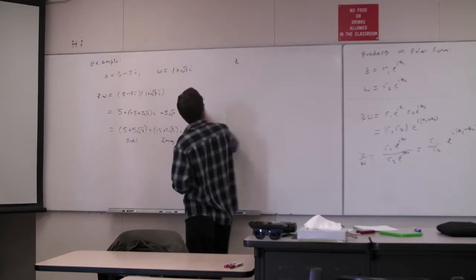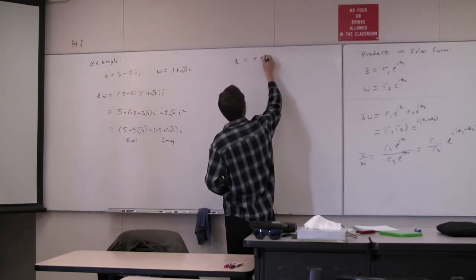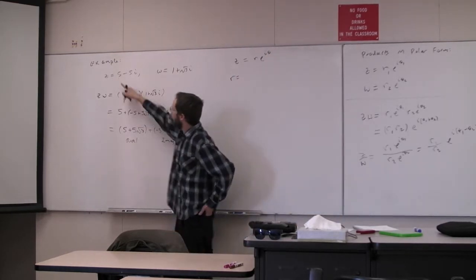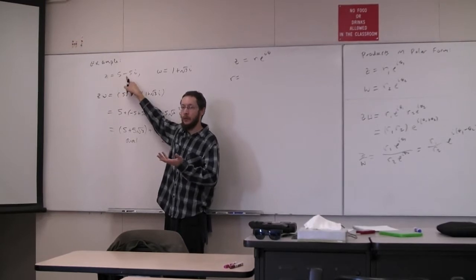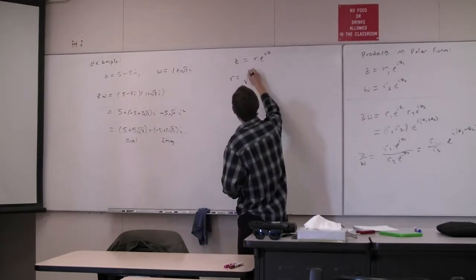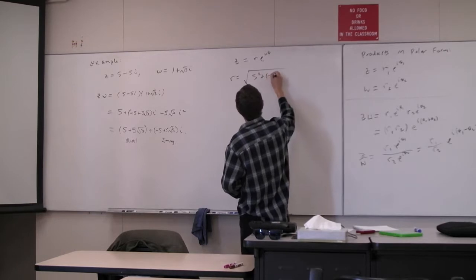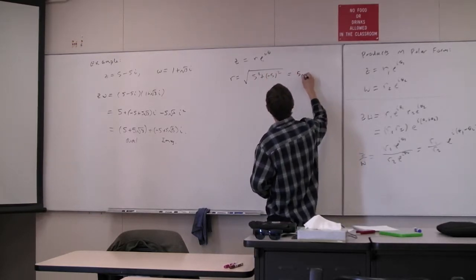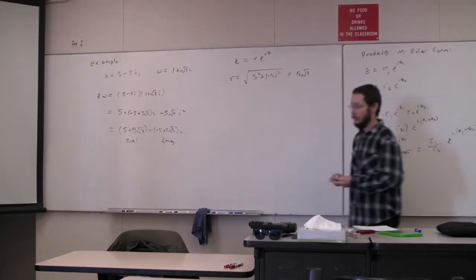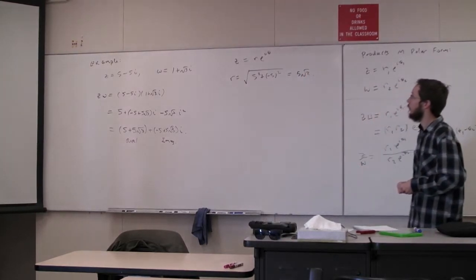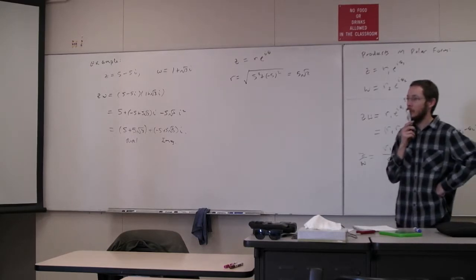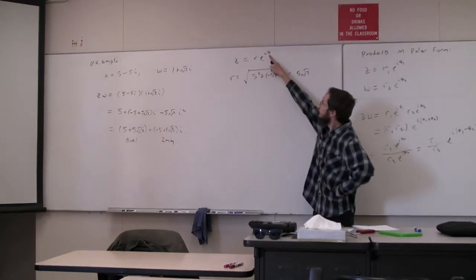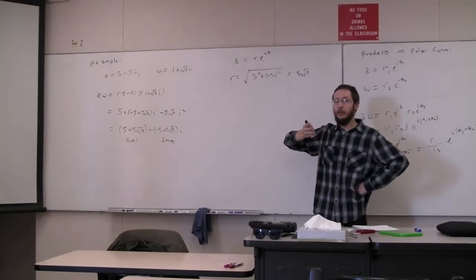We need the radius. The radius for a complex number says just take the square root of the sum of the squares of the components. So that'd be 5 squared, negative 5 squared, and that gives you 5 square root of 2. The angle, we have to use that inverse tangent business, right?